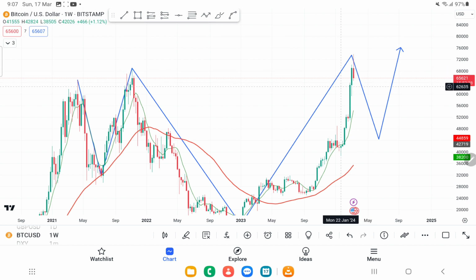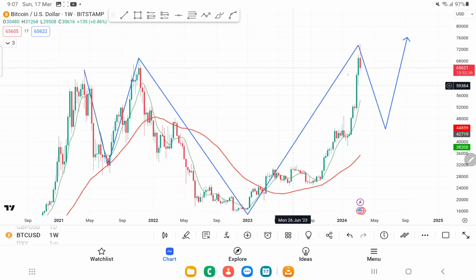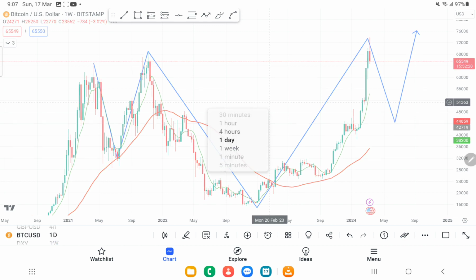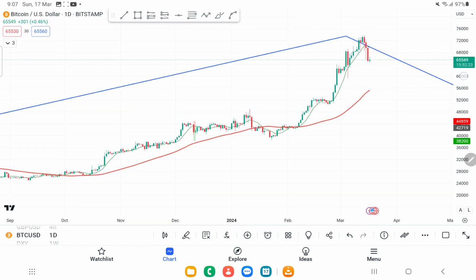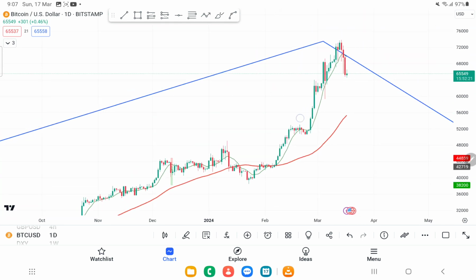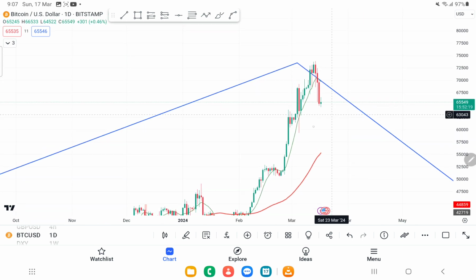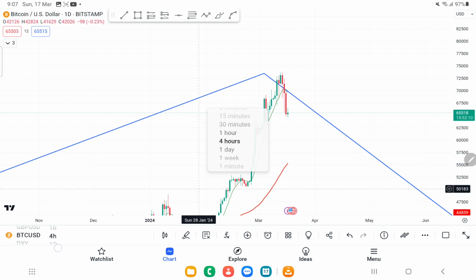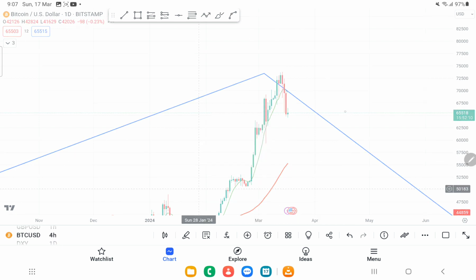And as you can already see on the weekly, we've already started having rejections to the downside. So let's switch to the daily. You can see on the daily that for the last 3 days we have Bitcoin moving downwards, and our general bias is that it will continue moving downward for a while. So let's go to the 4-hour.